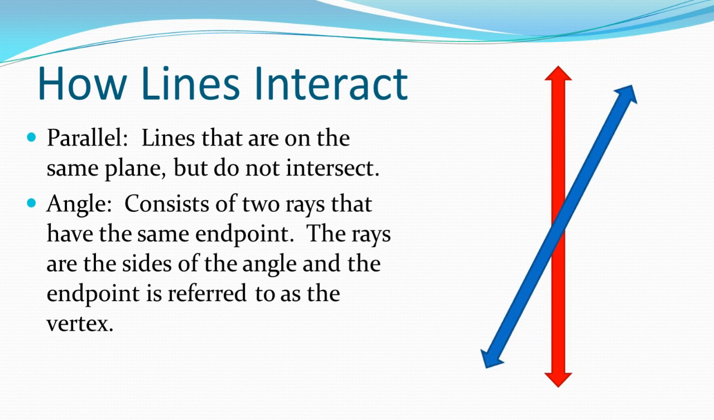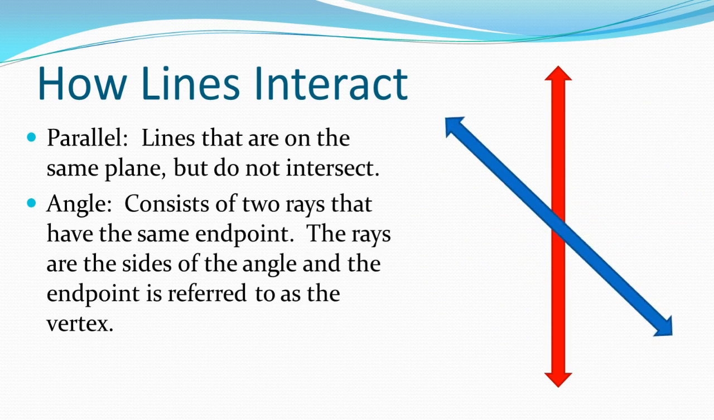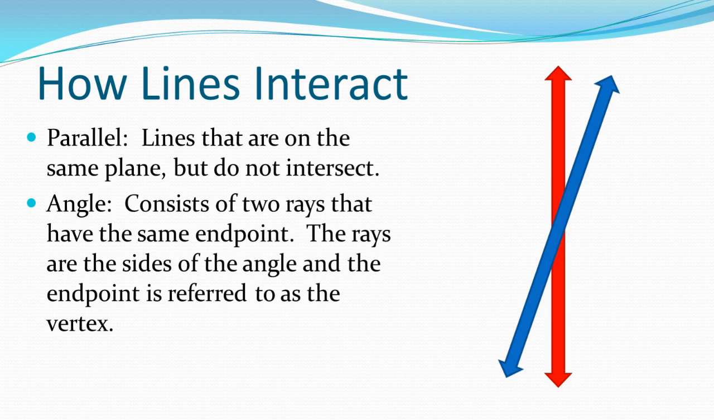However, if I take that line and I have it cross the other, it creates an angle. So an angle is formed when two lines cross. Now a line that has an end to it, so one end stops and one end continues forever, is considered a ray. So an angle really is two rays that have the same end point. The rays are the sides of the angle, and the end point is referred to as the vertex. In this case, our vertex is that middle point where the two lines overlap. We make 4 total angles in this case.